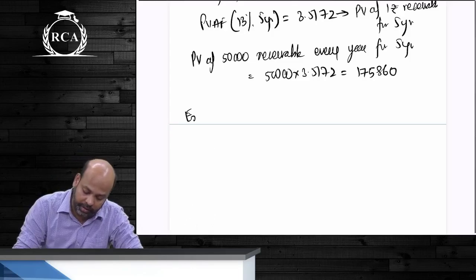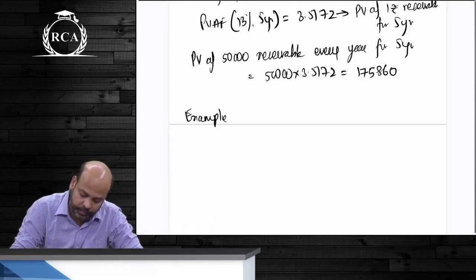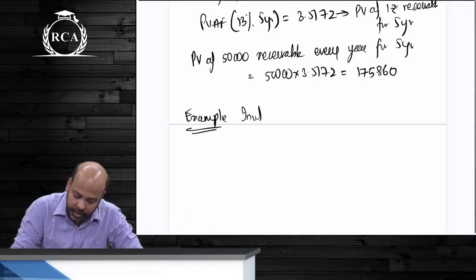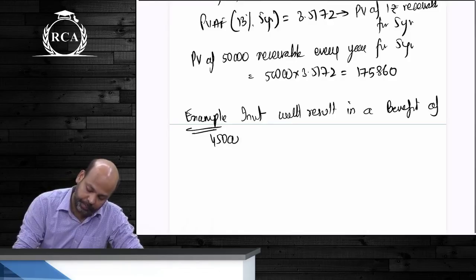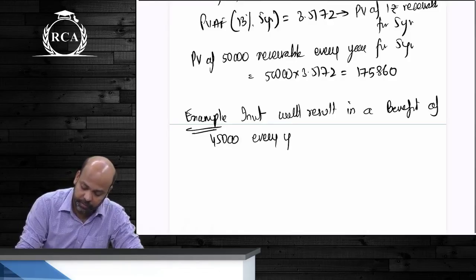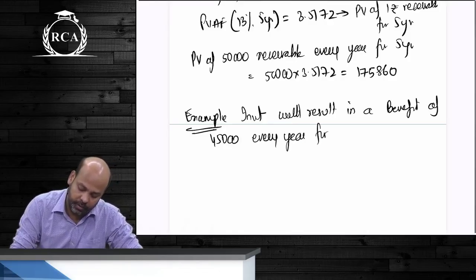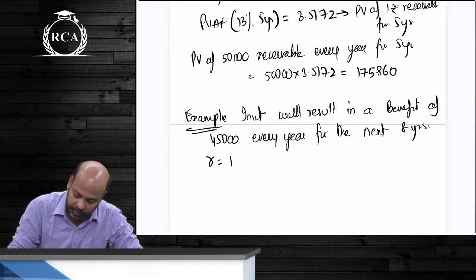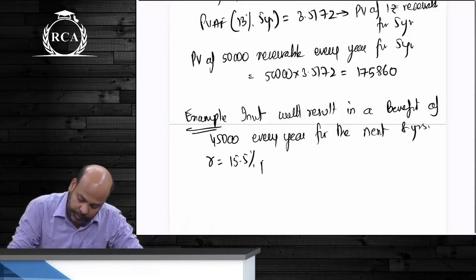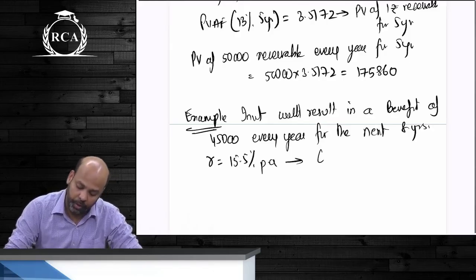Now another example, guys. Let's say an investment will result in a cash inflow, a benefit of 45,000 every year for the next 8 years. Interest rate is 15.5% per annum. Compute present value.